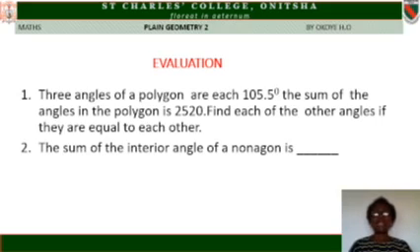After saying this, we come to the evaluation. Number 1, 3 angles of a polygon are each 105.5 degrees. The sum of the angles in the polygon is 2,520. Find each of the other angles if they are equal to each other. Number 2, find the sum of the interior angles of a polygon.